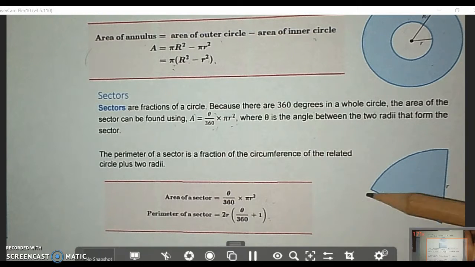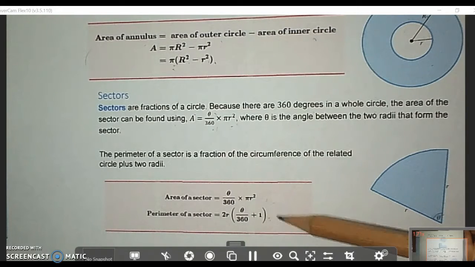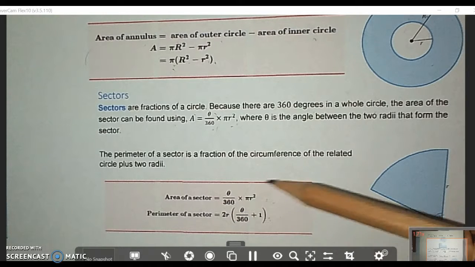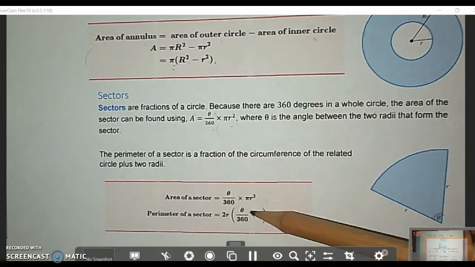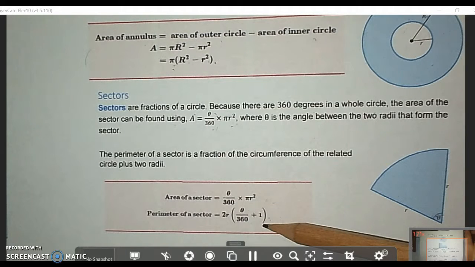And if you're trying to work out the perimeter, it is 2 times its radius, plus the angle over 360 times the circumference, outside the angle over 360 plus 1. And we'll be using this in a minute. So the next video is going to go through and look at some examples.